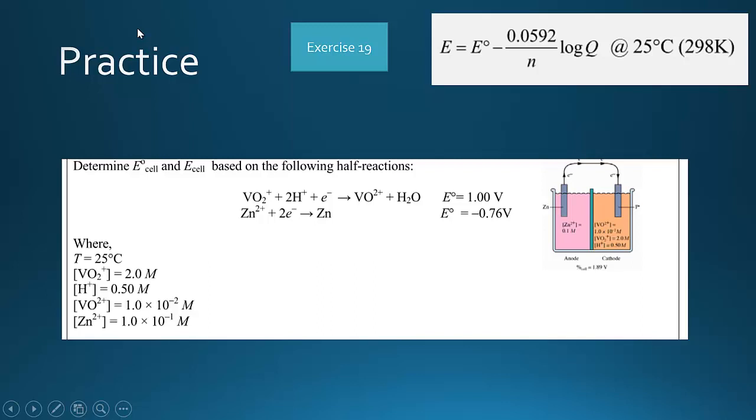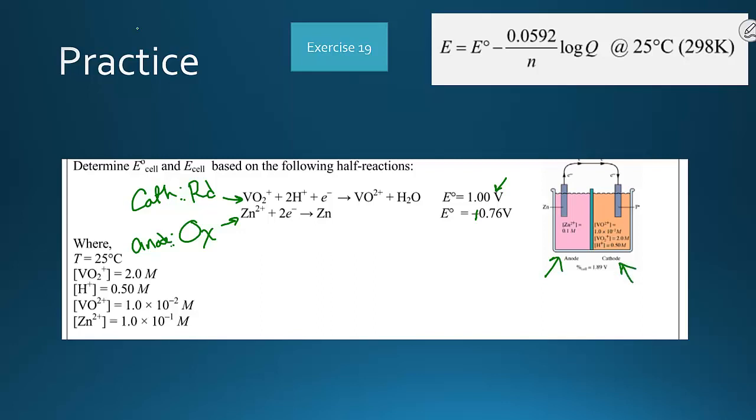So for exercise 19, we have some cation that has a standard reduction potential of 1, and zinc cations have a standard reduction potential of negative 0.76. Whatever has a higher reduction potential is going to be reduced. So since this value is more positive, whatever VO2 cations are, they are going to be what is reduced, and therefore they are going to be our cathode. Zinc is going to therefore be oxidized. So we need its oxidation potential, which simply means we're going to flip the sign here. That means zinc is our anode. And if we look at the diagram here, sure enough, zinc is the anode and VO is our cathode.